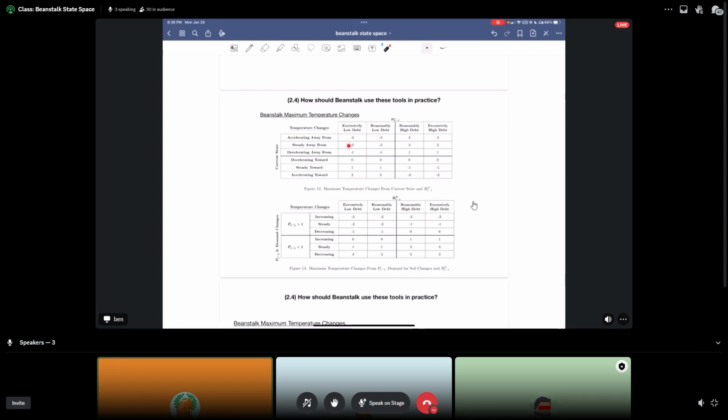In the white paper graphics about temperature, basically what it's saying is for a given debt level and a given position, direction and acceleration, in addition to position, debt level and price, just debt level in this case, and then direction and acceleration, what is the change in maximum temperature? Or alternatively, given the debt level and the price, and change in demand for soil, what are the conditions?